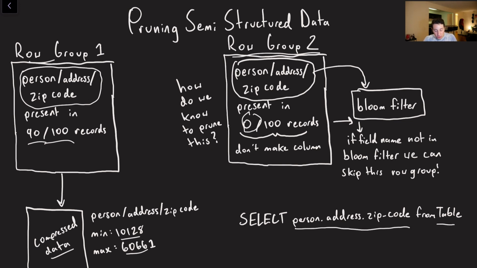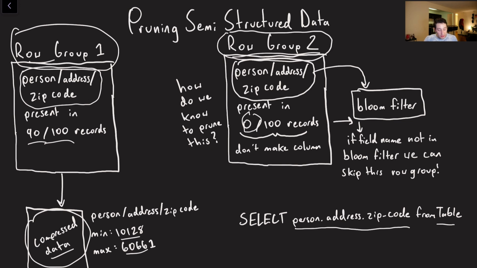The question is, let's imagine we're running a query as follows: select person.address.zipcode from table. So we have to read over row group 1, which we can do by just reading this compressed data right here. And then we also have to check all the values in row group 2. The thing is, this field isn't present in row group 2, but because we don't have metadata for the field, because we never created any column-oriented storage for it, how are we actually going to know that we can skip over row group 2?